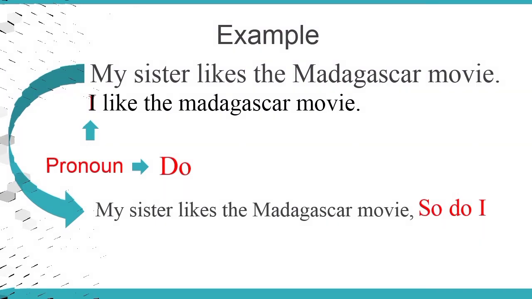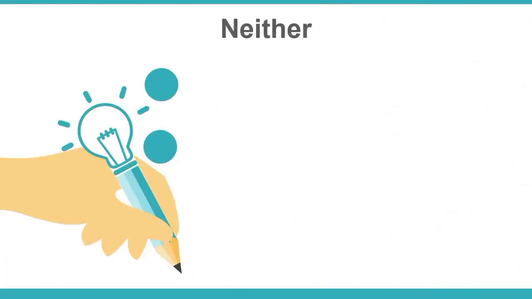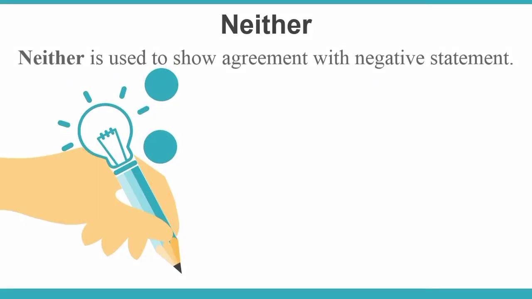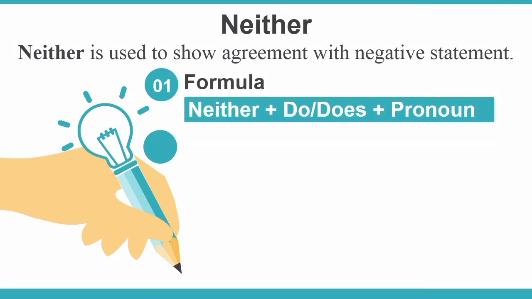Now, how to use neither? Bagaimana cara menggunakan neither? Neither is used to show agreement with negative statement. Kita gunakan neither untuk pendapat yang sama dengan kalimat yang negatif. The rule-nya adalah neither, do, does, and pronoun.